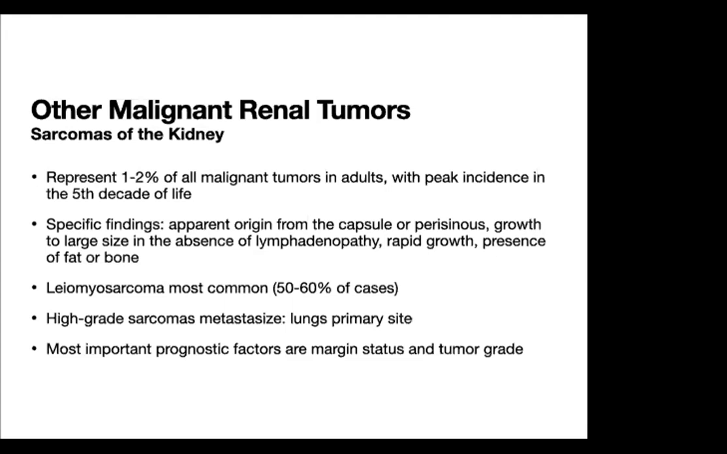Specific findings include the apparent origin from the capsule or the perisinus, growth to large size in the absence of lymphadenopathy, rapid growth, presence of fat or bone. Leiomyosarcoma is the most common, which is in 50 to 60% of cases, and high-grade sarcomas metastasize with lungs as the primary site. The most important prognostic factors in these cases are your margin status and tumor grade.